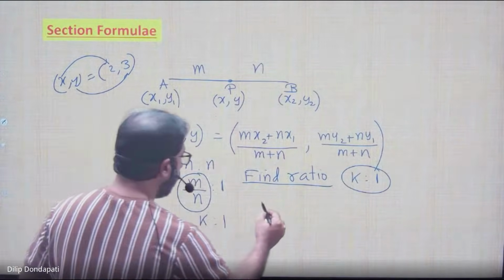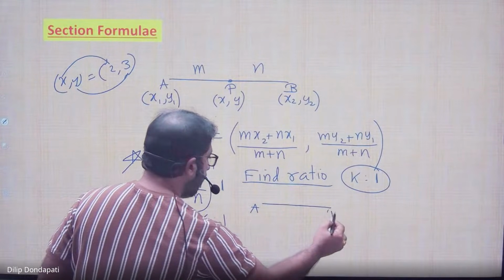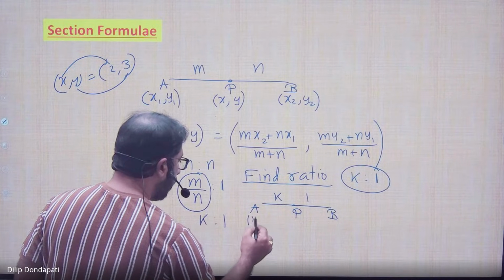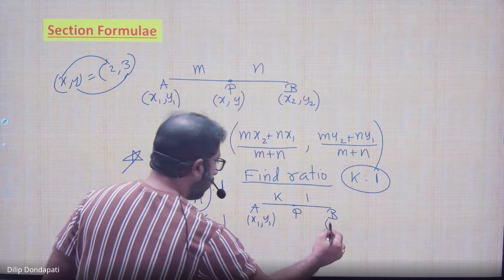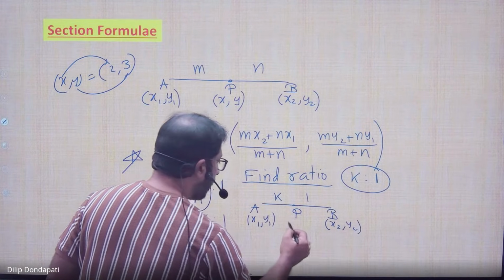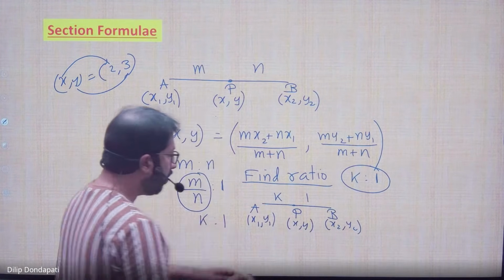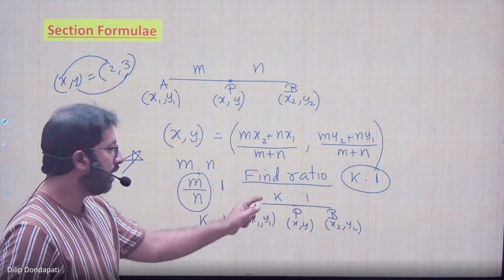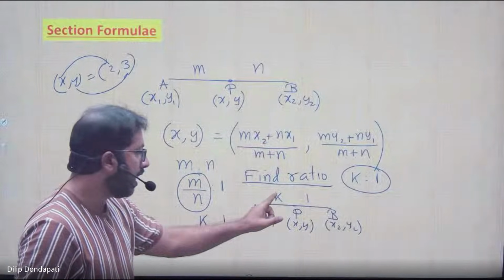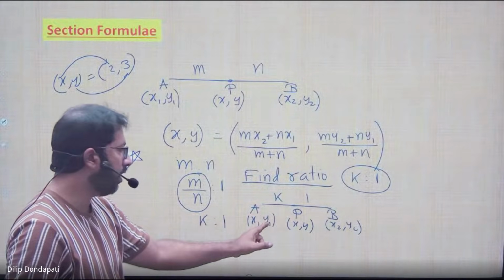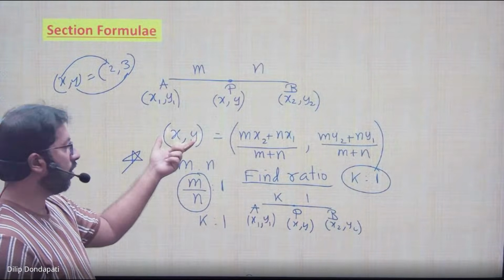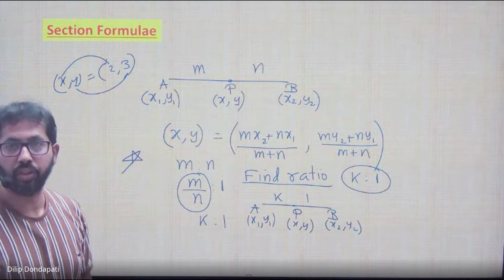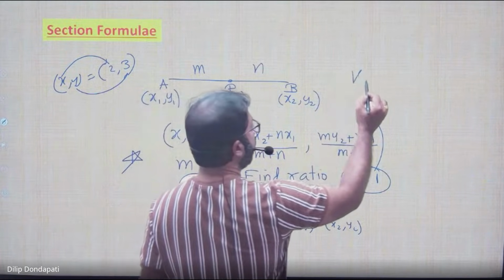The ratio is k is to 1, and follow the normal procedure. That means what to take? A, B, P coordinates will be given to you. Here k is to 1. This is x1, y1, x2, y2, and this is x, y. Same formula: kx2 plus 1 into x1 by k plus 1, comma ky2 plus 1 into y1 by k plus 1, equal to this coordinate. Equate this one to this one and this one to this one, and you will get the value of k, the ratio.